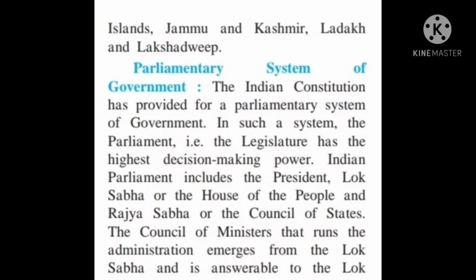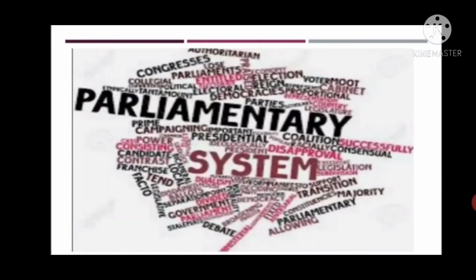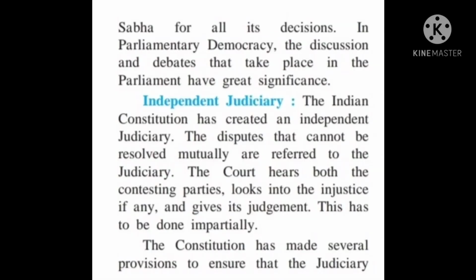Parliamentary system of government. The Indian Constitution has provided for a parliamentary system of government. In such a system, the parliament, that is, the legislature, has the highest decision making power. The Indian parliament includes the President, Lok Sabha or the House of the People, and Rajya Sabha or the Council of States. The Council of Ministers that runs the administration emerges from the Lok Sabha and is answerable to the Lok Sabha for all its decisions. In the parliamentary democracy, the decisions and the debates that take place in the parliament have great significance.